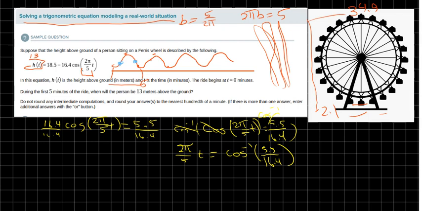So the period of cosine is 2 pi. The problem talks about the first 5 minutes, so we're not actually interested in this part over here. If we were, we would have to add 2k pi to all of our answers. We don't have to do that because it does say in the first 5 minutes. But if it doesn't say that, we're going to have to get all those times. Okay? So what do we want?